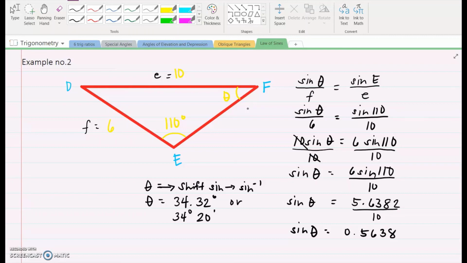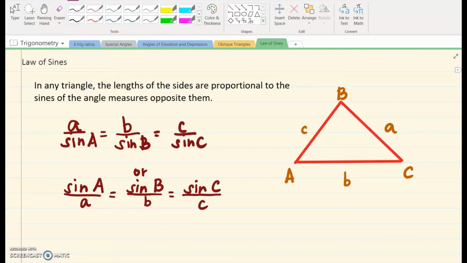So that is how we solve using the law of sines. Depending on what is given, you just utilize any of the two ratios or proportions to solve for any missing side or missing angle, as long as you know what is the opposite of one another. Okay, so that will be all for now.